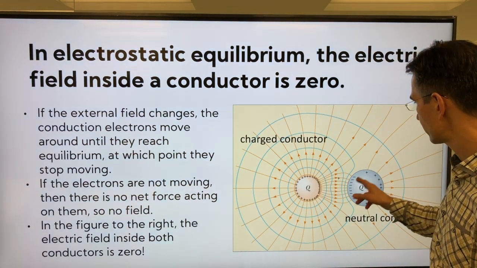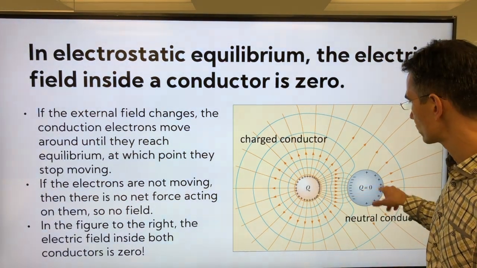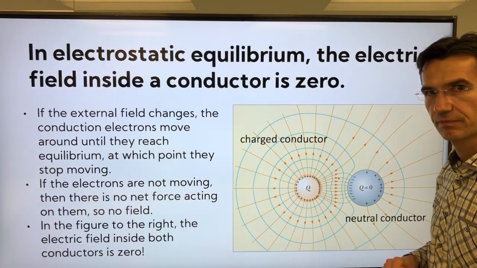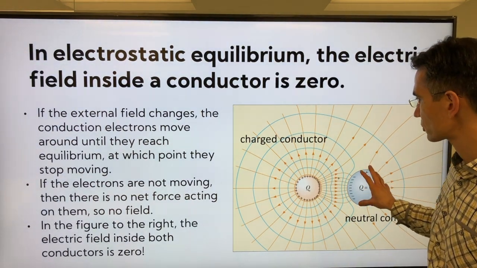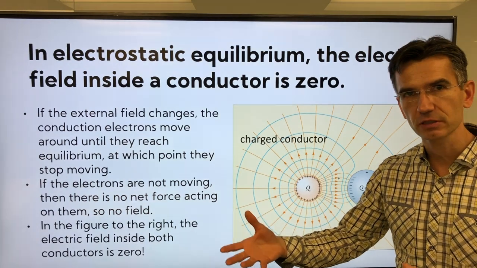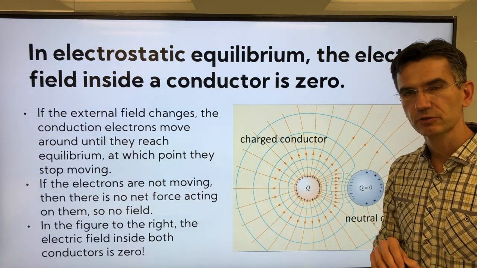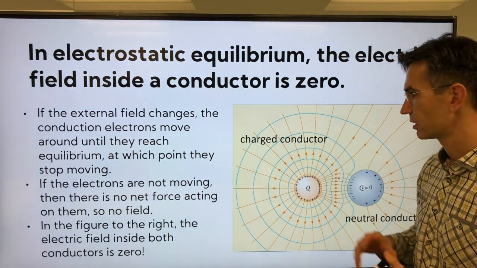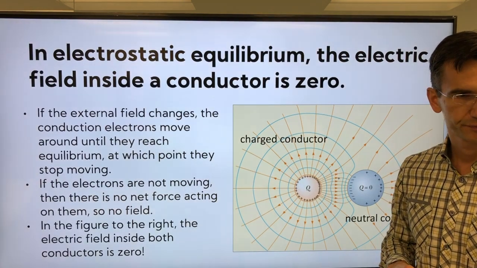Again, if the electric field inside were not zero, then these charges would keep moving until it becomes zero. So even if you put a conductor in the electric field of another object, inside the conductor the electric field actually stays zero as long as we have equilibrium.